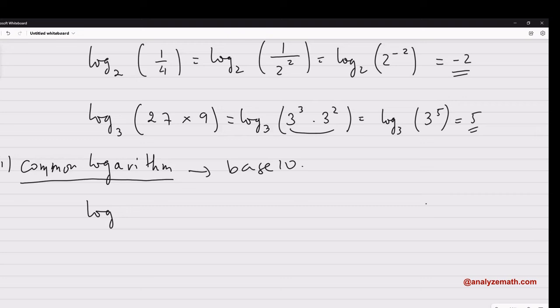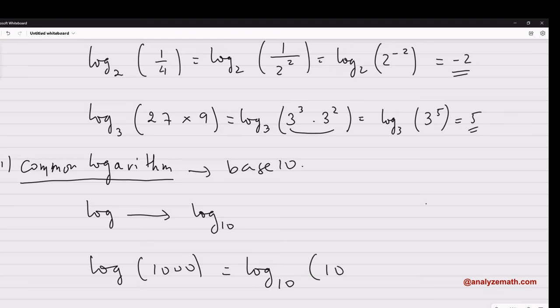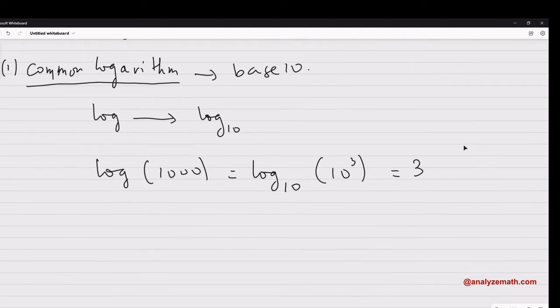So it's written without base. So whenever you see this, it means it is log base 10. Let's take an example. Log 1000 is equal to, because it's written without base, it's base 10. 1000 is 10 to the power 3, and all this gives me 3.